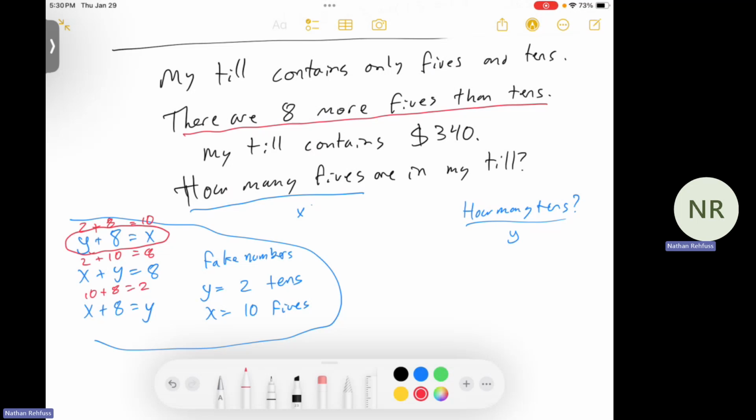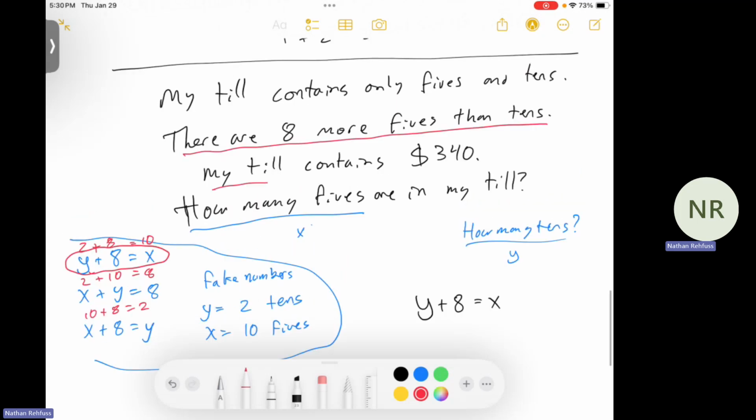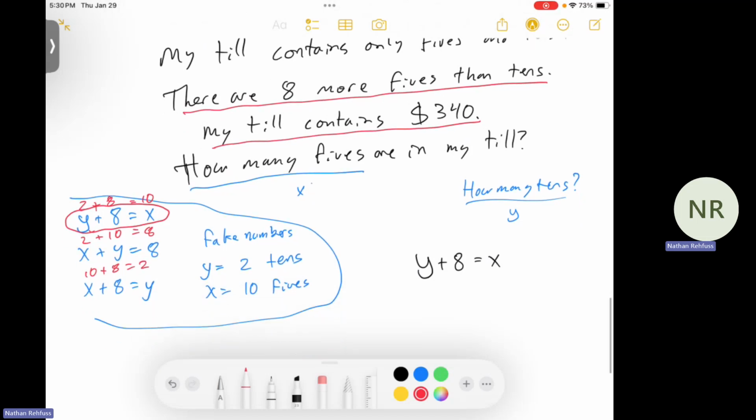So now we know one of our equations is y plus 8 is x. If I take the number of $10 bills and add 8, I get the number of $5 bills. There are 8 more 5s than 10s. My till contains $340. That's the other relationship. Oh, that's tricky. What equation do we write this time?